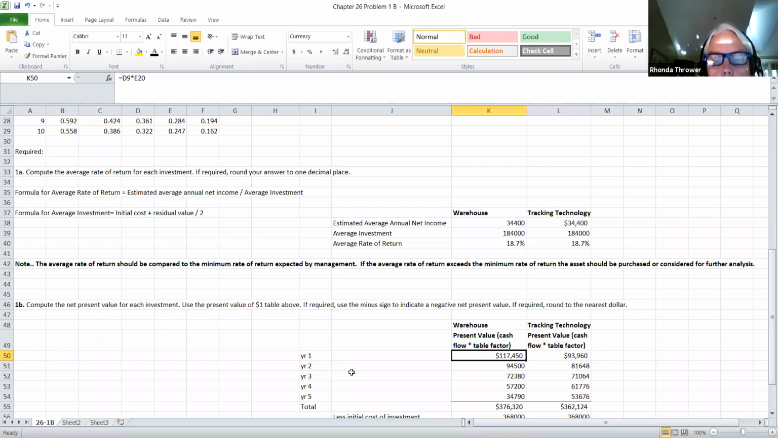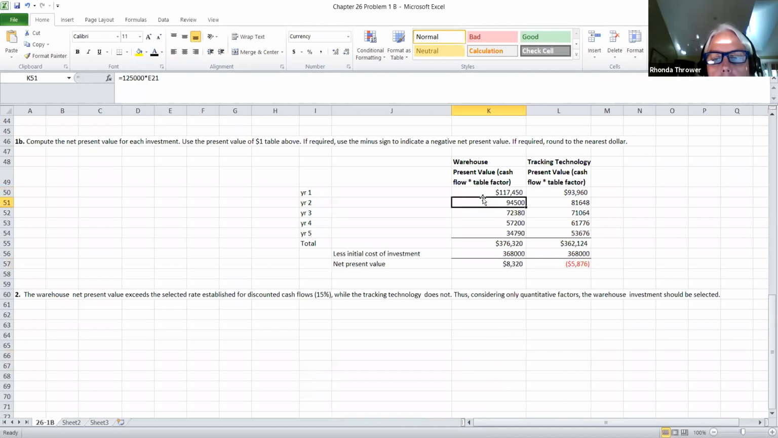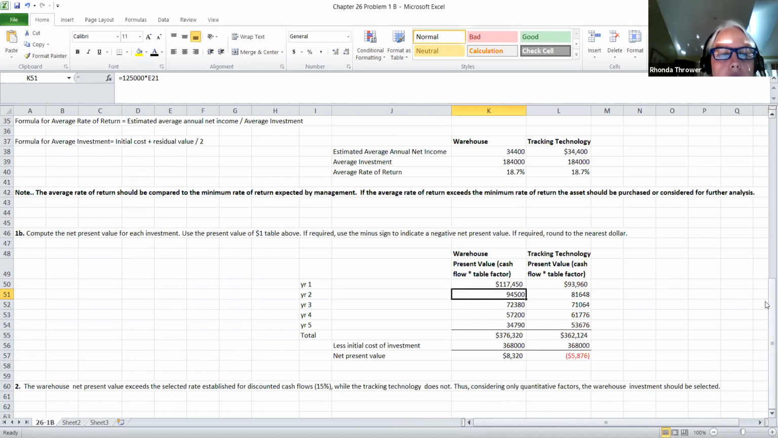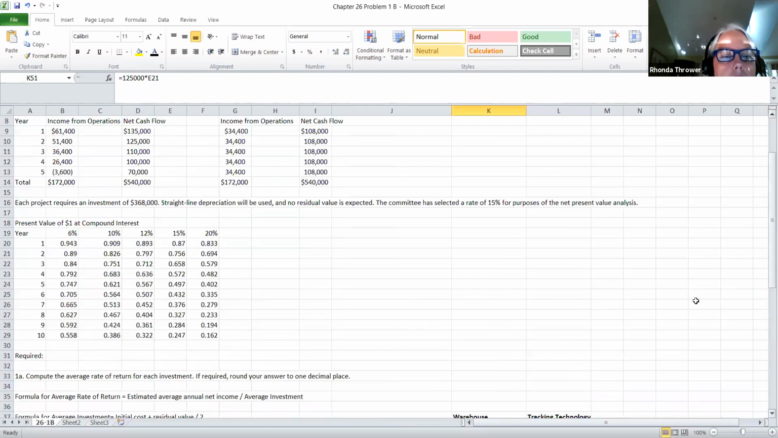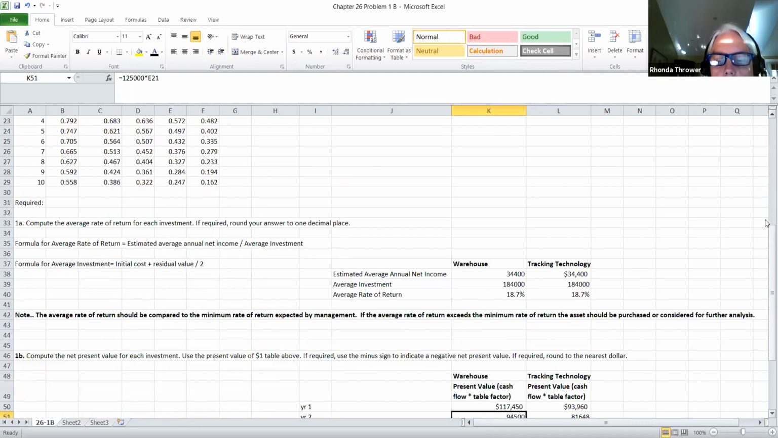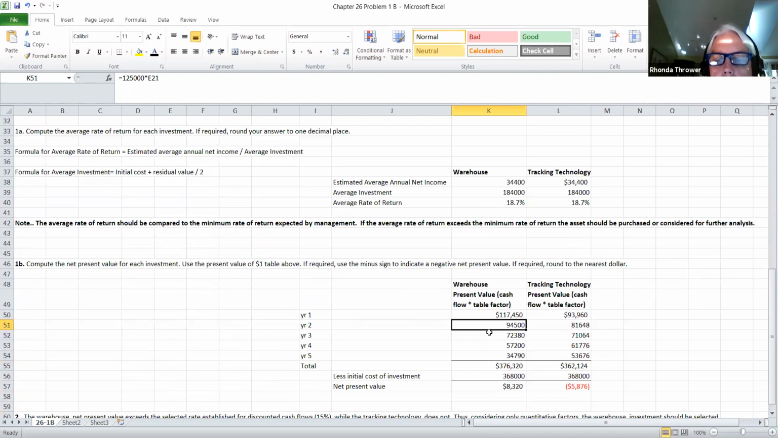For year 2, we're going to find the present value of the cash flow. To do that, we're going to take the cash flow for year 2, which is 125,000. We're going to multiply it by the table value at 15% for year 2, which is 0.756. So 125,000 times 0.756 will give you the present value for year 2 of your warehouse.